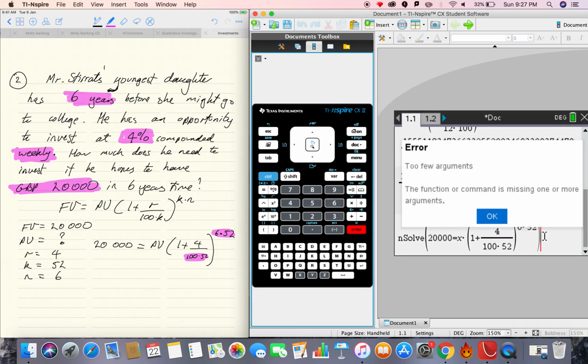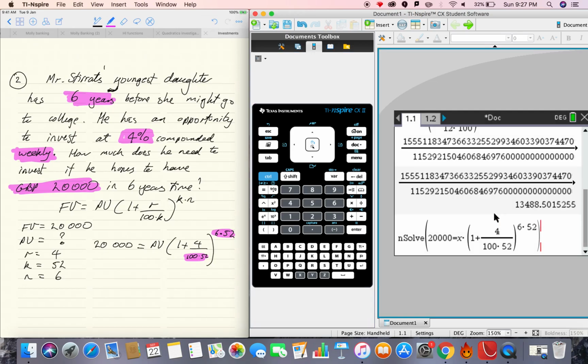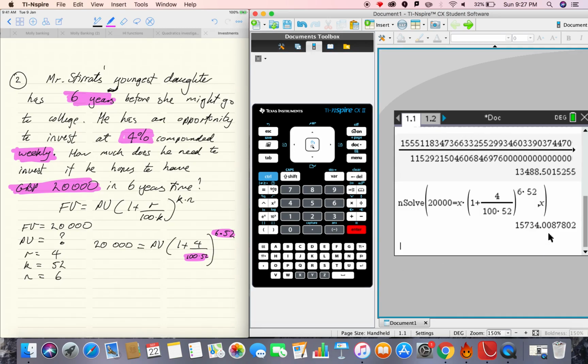Now press enter. And of course, look, it's saying too few arguments. The function or command is missing one or more arguments. So you're thinking, well, what's going on here? You've told the calculator to solve this equation, but you've not said what variable you're trying to solve for. So anytime you use solve, you have to finish it with a comma. The comma is just below the pi button, next to the O at the bottom of the calculator. Comma, and then X, the variable you're trying to solve for. Now when you do it, beautiful.